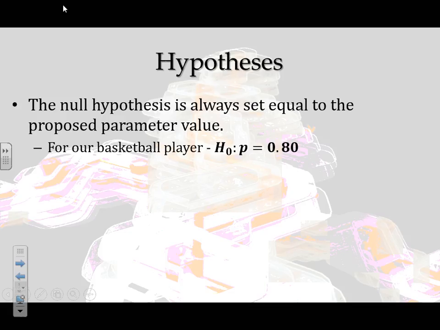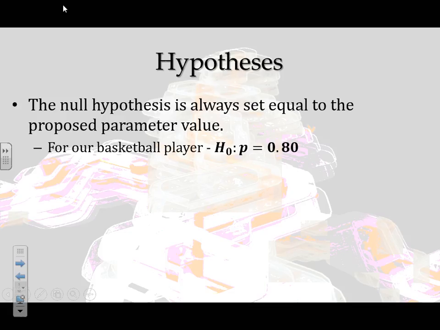Okay? So the null hypothesis, every single problem, when you set up the null hypothesis, it is a value set equal to the original claim. So the null is always equal to an actual value. So whatever proposed parameter value is in the problem, that is going to be our null hypothesis. So with our basketball player, our null hypothesis would be that the proportion of free throws he makes.